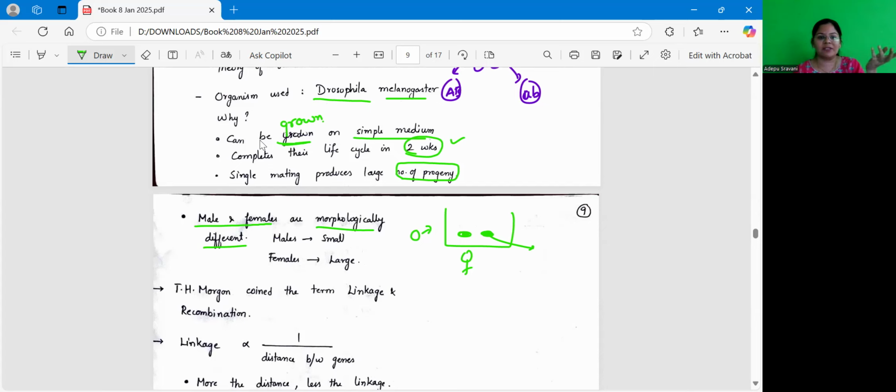So that is the biggest advantage I can say here. Male and females are morphologically different. Males will be smaller in size, whereas females will be larger. This point you have to remember. Females will be bigger in size, males will be smaller in size.